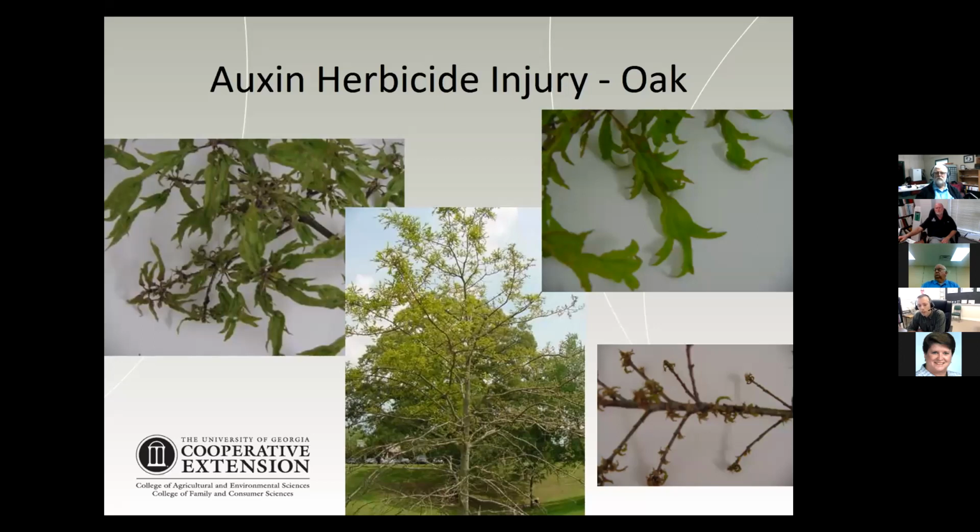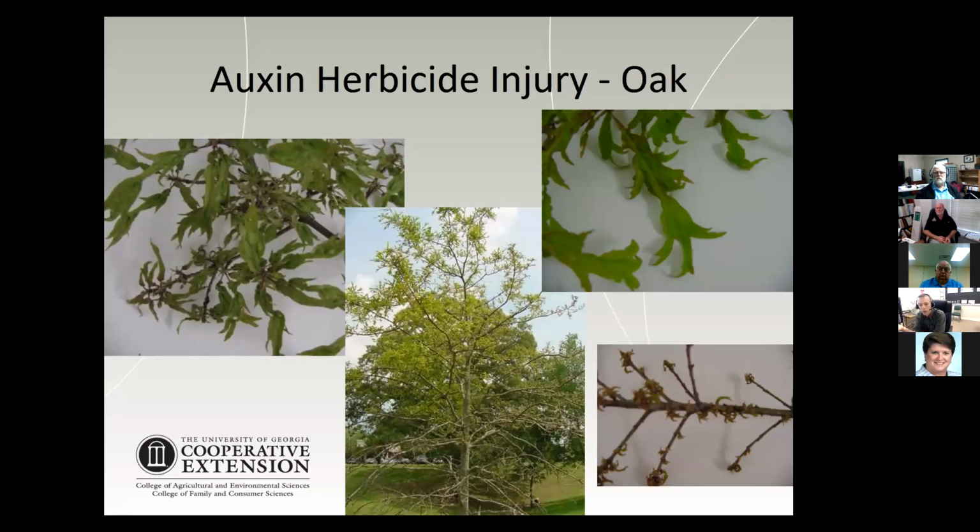Drift injury, if you're spraying on a windy day or something like that, it might affect just one event, if you will, one set of leaves on that tree, but the newest leaves would maybe grow out of that or be normal if it was a drift injury.